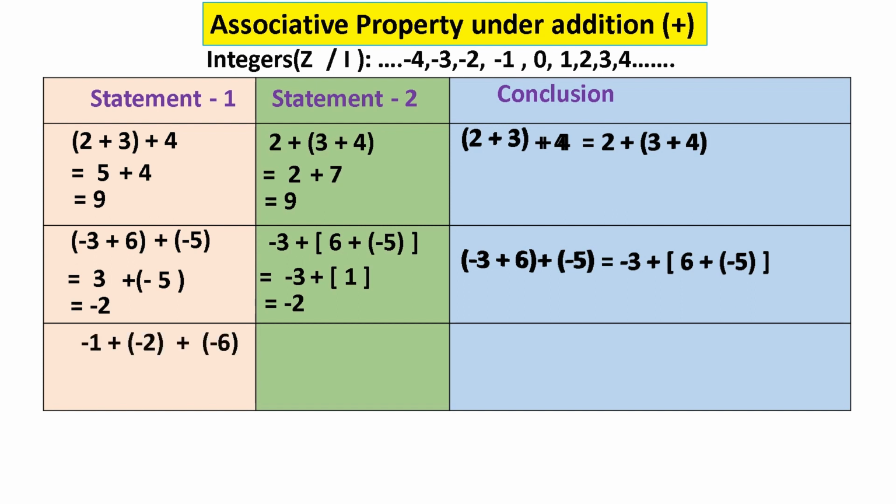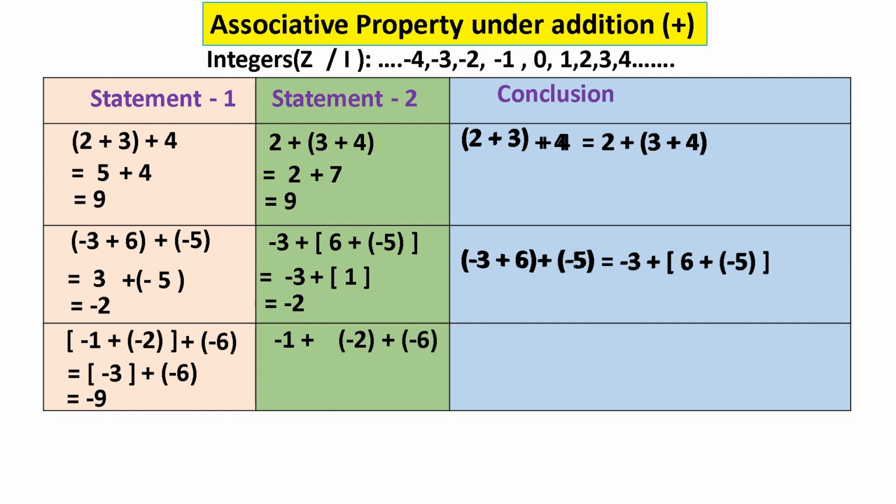One more example. We add -1, -2 and -6. But here also we cannot add three integers at the same time. In this case, we add the first two integers, and after that the third integer. Now the sum of the first two integers we get -3, and the third integer is -6. Now the sum of these two integers again gets -9.